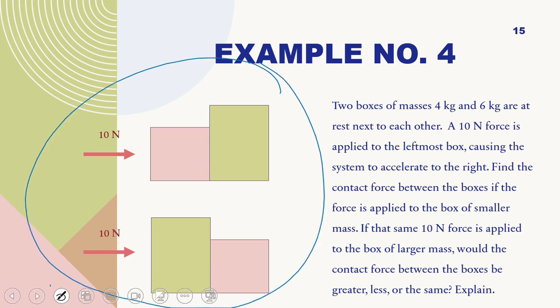Okay, so the first note I want to make here is that the acceleration of the system between the two scenarios is going to be the same. That's because the net force being applied to the system is the same, and so is the mass. It's just that the system is positioned differently.